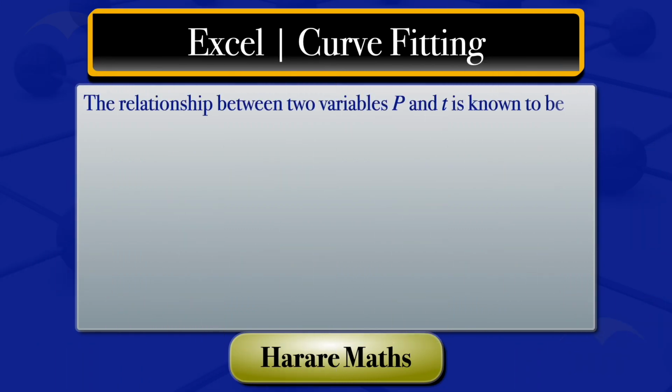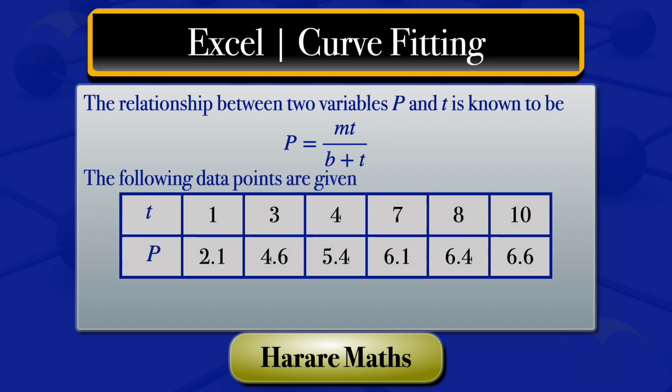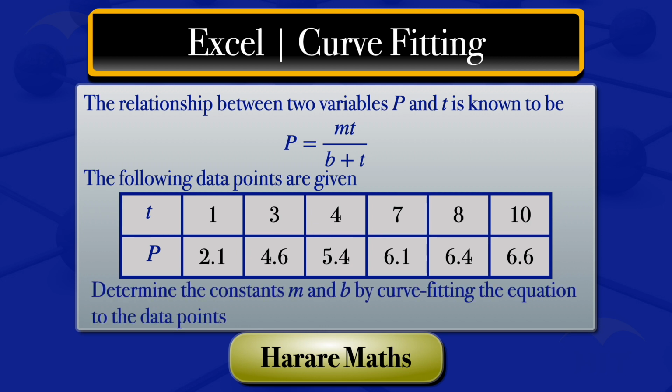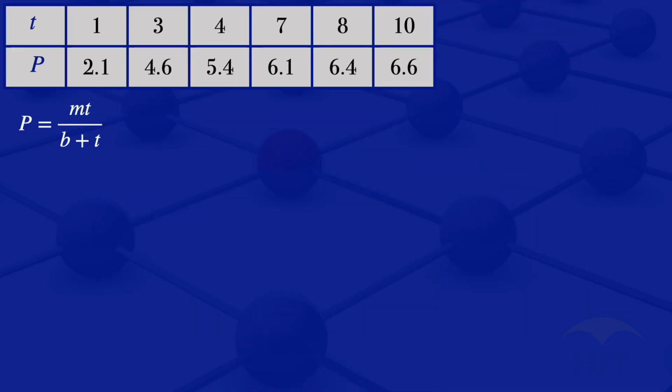The relationship between two variables p and t is known to be given by the equation p equals mt divided by b plus t. The following data points are given, so we have data points where we have the t and the p. In this video, I'm going to determine the constants m and b by curve fitting the equation to the data points. So we have that data and that equation there.